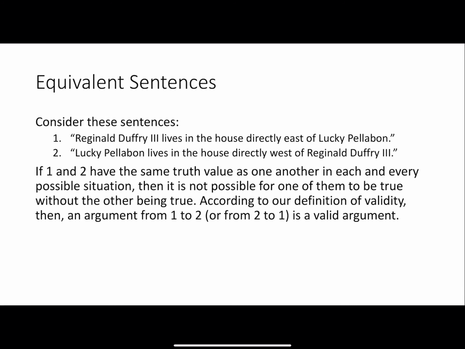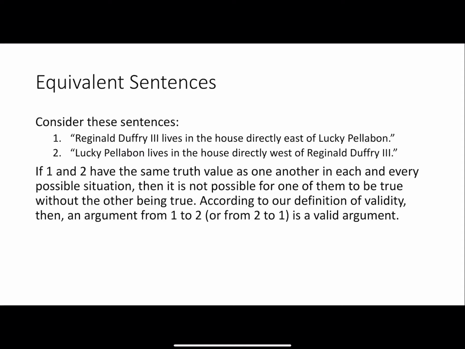For equivalent sentences like these, they have the same truth value as one another in each and every possible situation. If that's the case, then it's not possible for one of them to be true without the other being true. According to our definition of validity, then, an argument from 1 to 2, or from 2 to 1 for that matter, is a valid argument. It's not possible for a premise, let's take sentence 1 as the premise, for that sentence to be true while the second sentence, sentence 2, considering it as the conclusion, is false. In other words, if the premise is true, the conclusion must be true. And this goes whichever way these two sentences are related to one another.